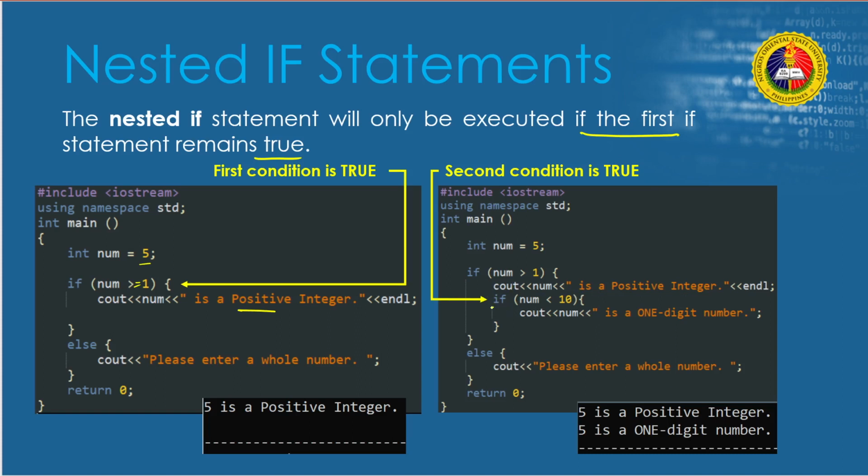So we're going to create a condition that says if it's less than 10, then it's one digit number, right? For example, you entered 5. Is this statement true? Yes, sir. Okay. Or else, please enter.